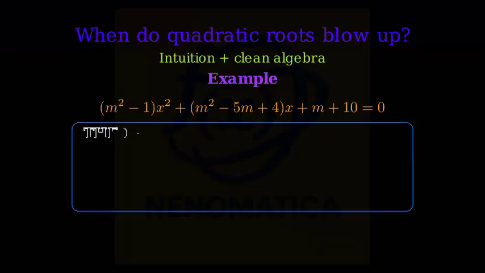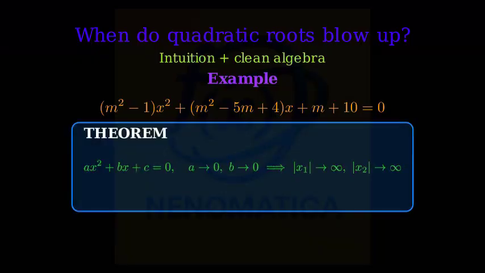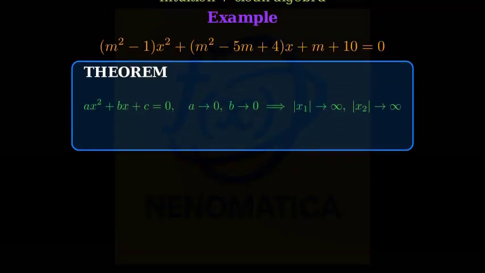First, the theorem. If the coefficients a and b of the quadratic ax squared plus bx plus c equals 0 both go to 0, then the magnitudes of both roots go to infinity. Intuitively, when a is tiny, the parabola flattens and one root runs away. When b is also tiny, the second root cannot stay finite either, so its magnitude runs away as well.